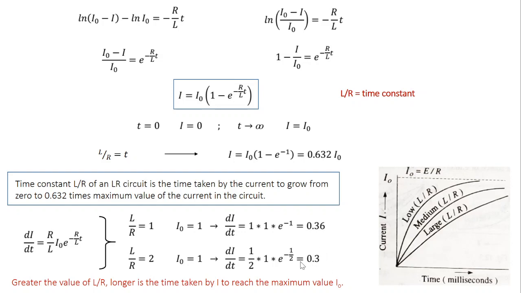So when L by R value increases, the rate of change of current, the rate at which current is growing, is decreasing. In other words, greater the value of L by R, longer is the time taken by current to reach the maximum value I naught.